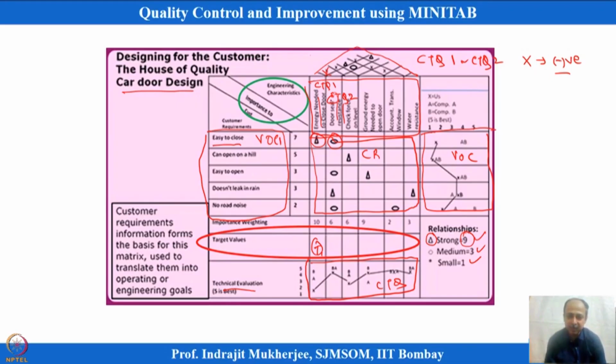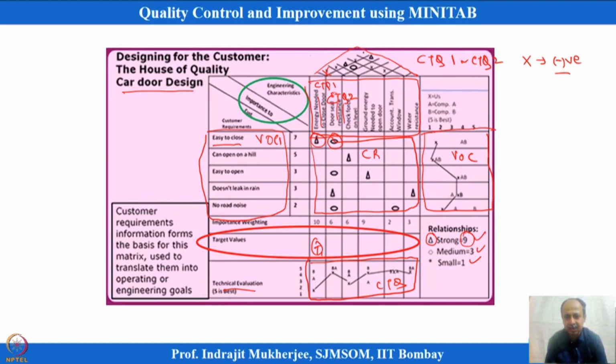So, energy needed to close the door and door seal resistance. You see, if door seal resistance is high, then in that case the energy needed to close the door will be small. Okay. So, there is a negative relationship, that means if one increases, the other will decrease. That is the CTQ relationship between them, and that will be shown in the roof of this matrix.